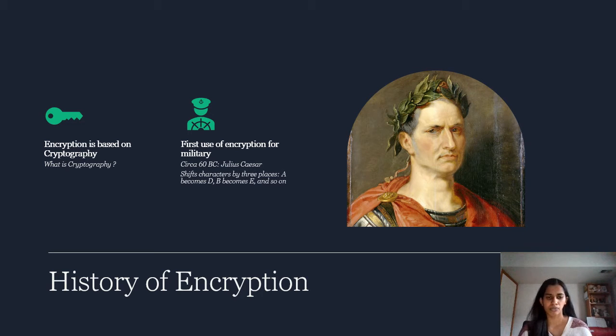Encryption is based on cryptography, and cryptography is the art of hiding information to make it unreadable without special knowledge or a key. And this all started basically when Romans ruled Earth, over 2,000 years ago.